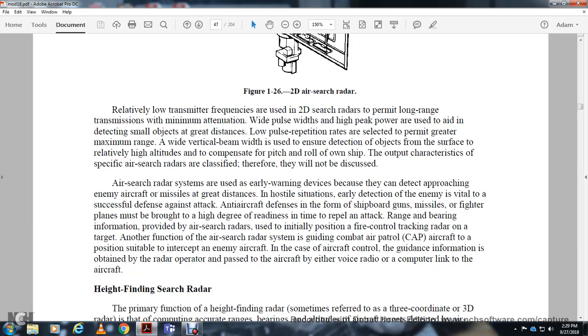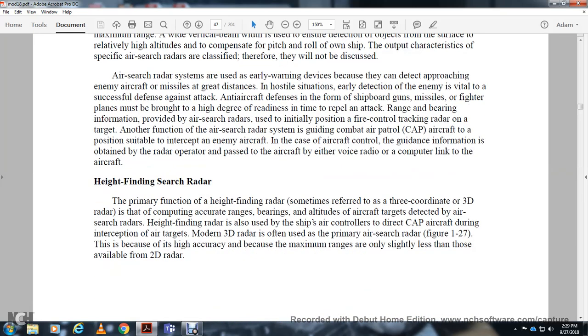Another function of the air search radar system is guiding combat air control of the aircraft for the intercept of the enemy aircraft. The key to the aircraft control is that the guidance information is obtained by the radio operator and passed to the aircraft either by a voice command, voice radio, or computer link with the aircraft.